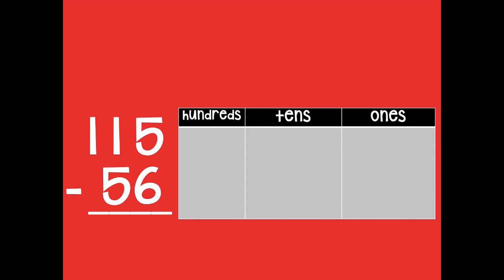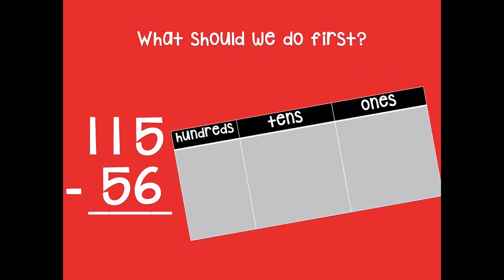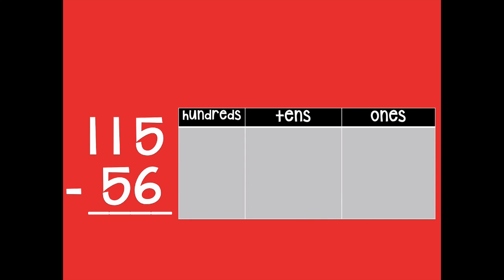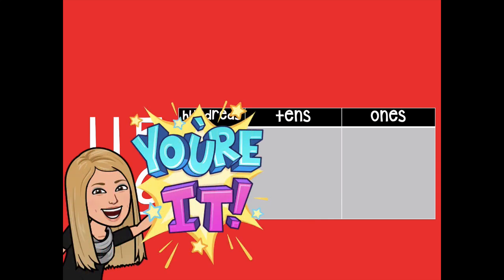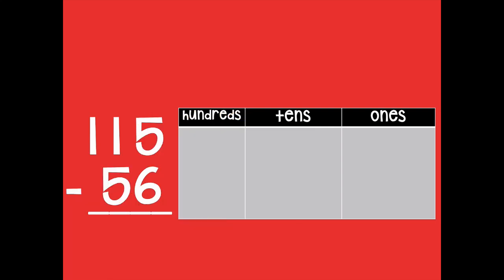Here's my place value chart. What's the first step that I need to do on my place value chart? Yeah, right, we need to model that on our place value chart. So you guys are going to pause the video, model 115 on your place value chart, and then click play once you've finished your modeling. That's all you're doing is just the modeling.